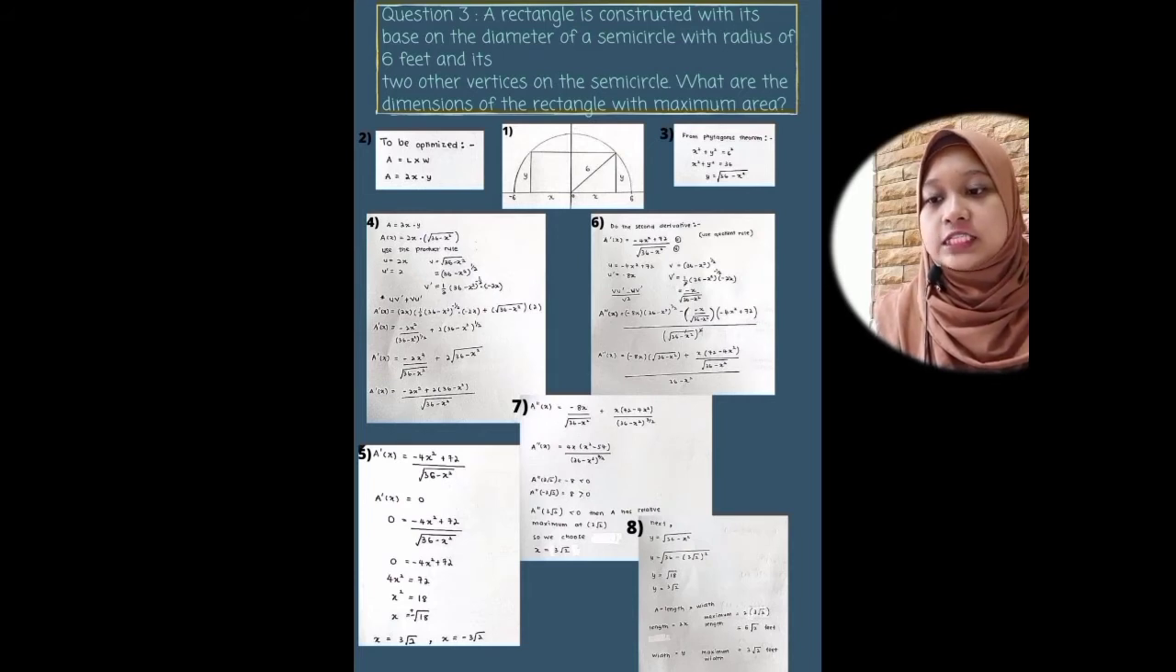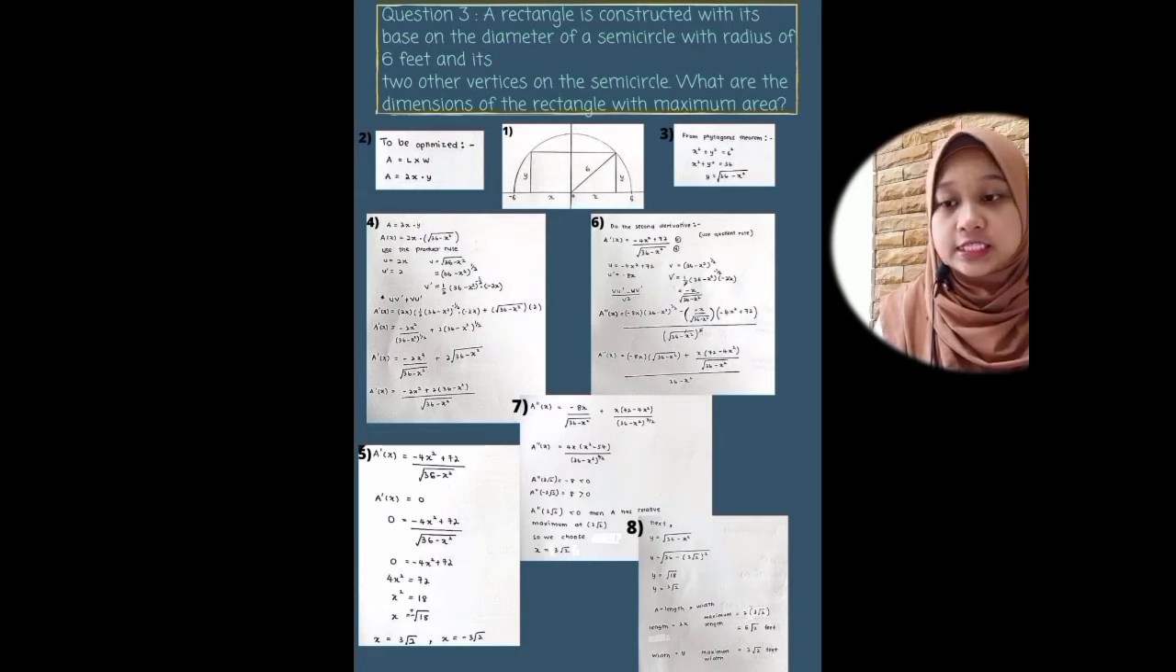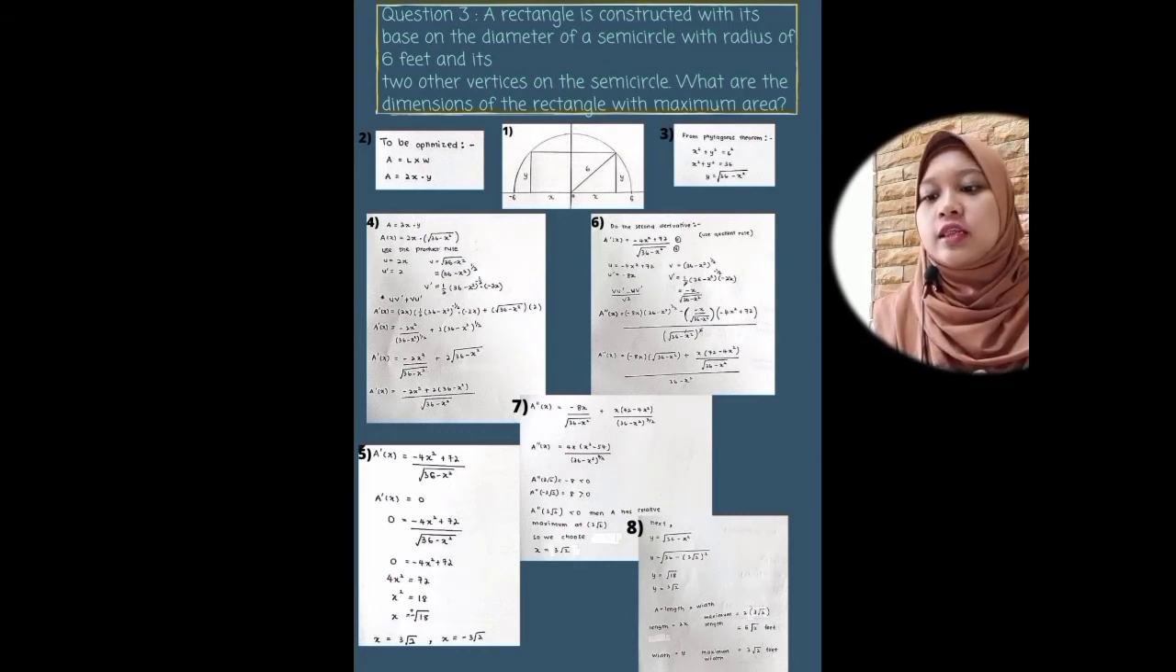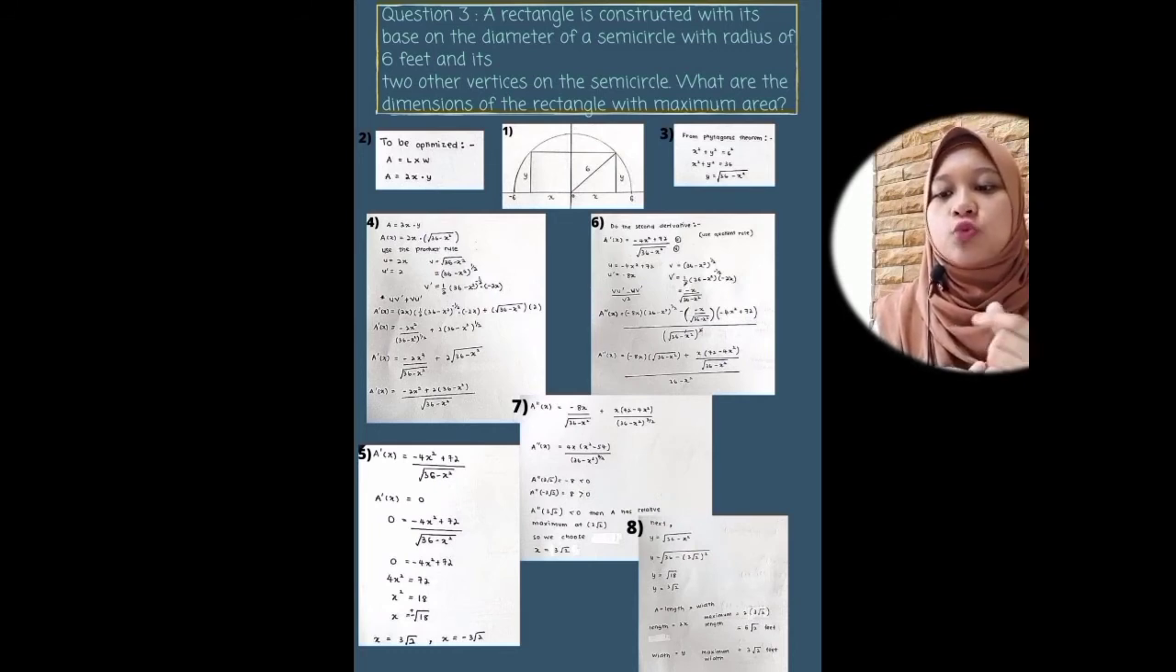next we find the length of the rectangle. So the length is 2x, and for the maximum length we substitute the x value. So 2 times 3 square root of 2, and we gain 6 square root of 2 feet. So the dimensions are: the maximum length is 6 square root of 2 feet, and the maximum width is 3 square root of 2 feet. That's all. Thank you.